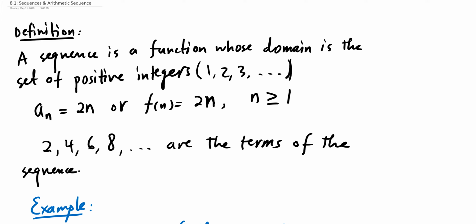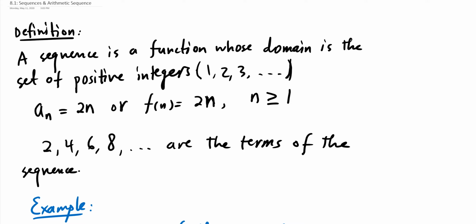8.1 Sequences and Arithmetic Sequence. Back in elementary school, sequences are taught as just a list of numbers. Here we define them differently. Before we define them, I prepared the notes in advance on the tablet so we can go through this in a better way. So what is the definition here in college algebra class?